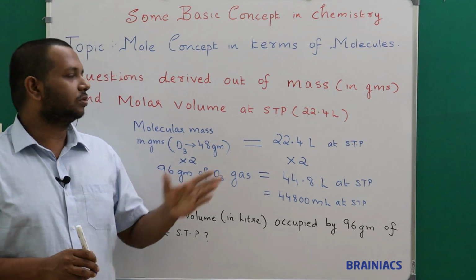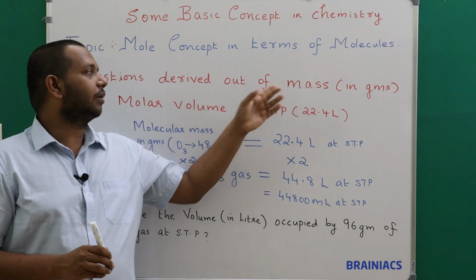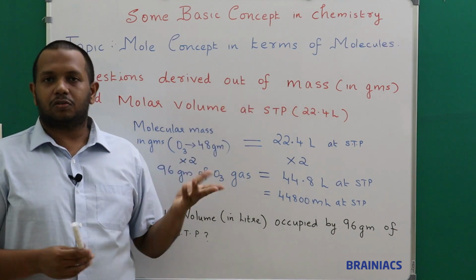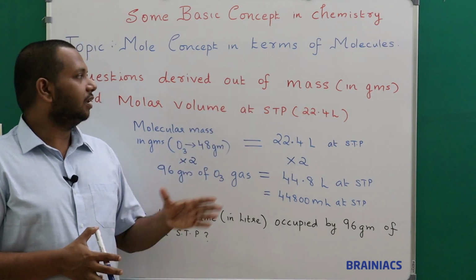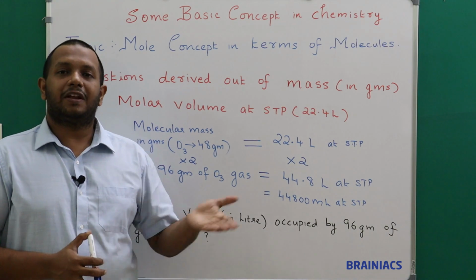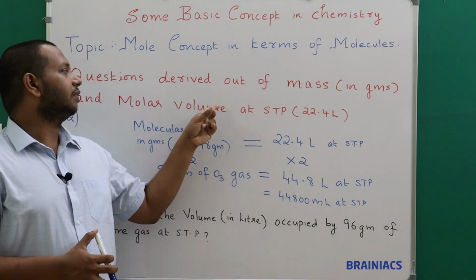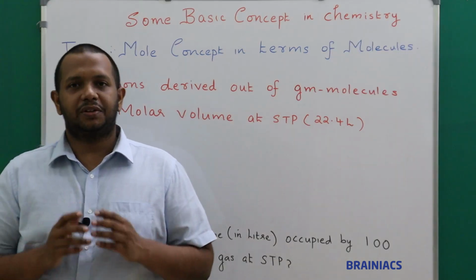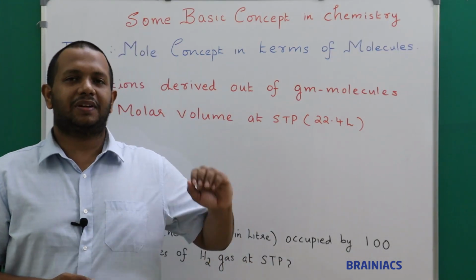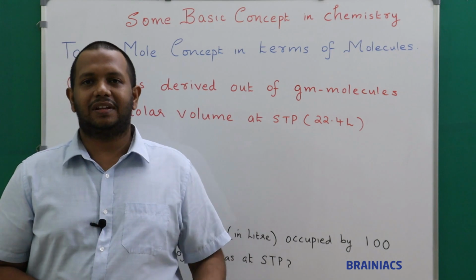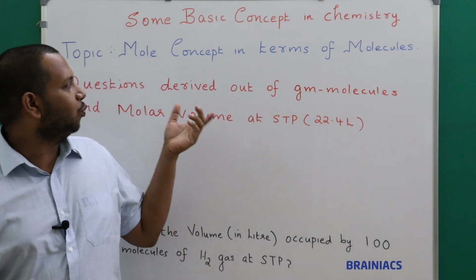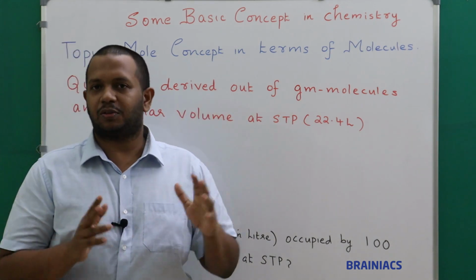So I hope you understood this concept and the questions derived out of mass and volume at STP. Now I think with the mass also we completed everything. Now what is remaining is the number of gram molecules, which should be related with volume at STP. That will be the final one. So dear students, we are coming to our last section, that means mole concept in terms of molecules. We have only 1-2 terms to be related, rest all we have done.